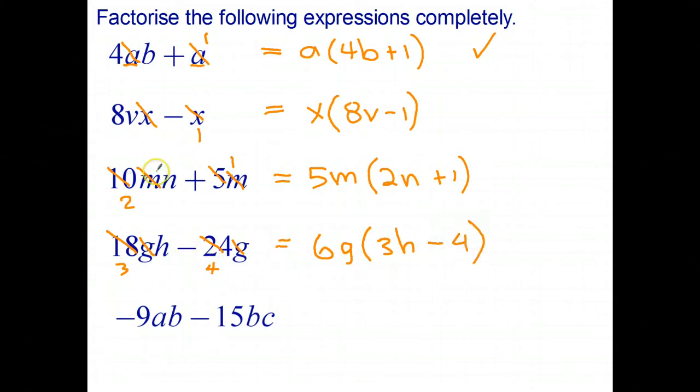Let's do a quick check. I forgot to check this one again. 5m times 2n is 10mn. That checks. 5m times 1 is 5m. That checks. 6g times 3h is 18gh. That checks. Minus 6g times 4 is minus 24g. That checks. So both of those are correct. X times 8v is 8vx. And minus x times 1 is x, so that checks.